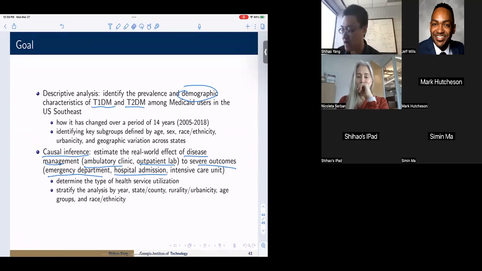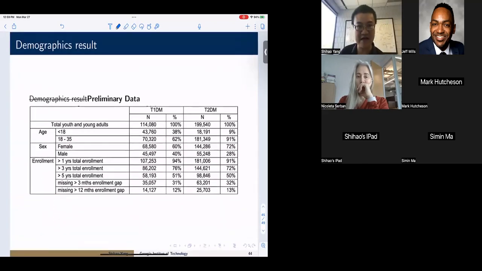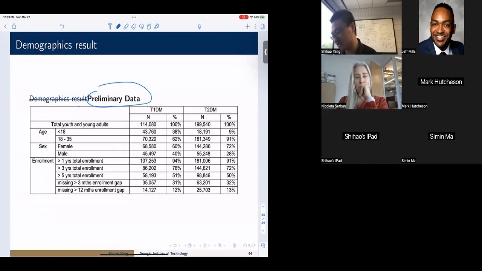And right now, I actually have the first part of this descriptive analysis ready. However, the server is down and I wasn't able to get any data out. We are encouraged to keep all the data on the server. So whenever the server goes down, I wasn't able to copy that out. So no more demographic result, but we have some preliminary data talking about some age and gender distribution.